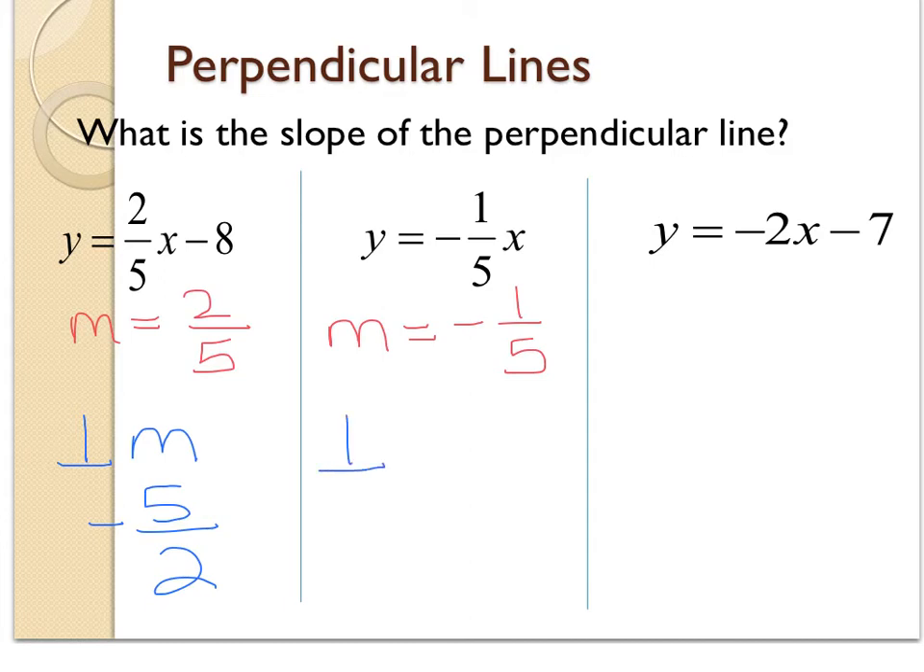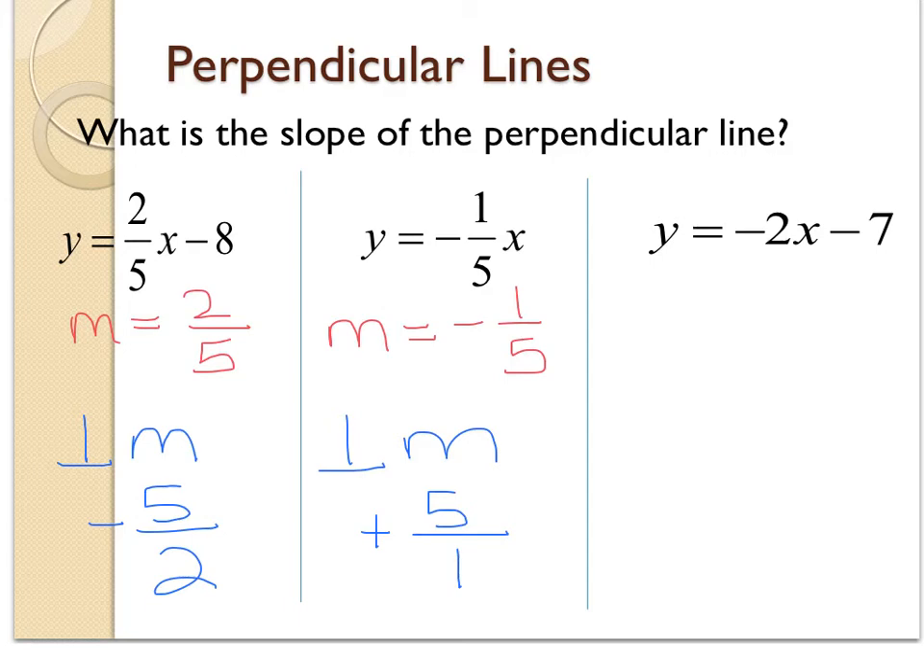The perpendicular slope would be flipped and the opposite sign. So it's going to be positive. Now we don't write the positive, but I just put it there to make a point that it's going to be the opposite sign.